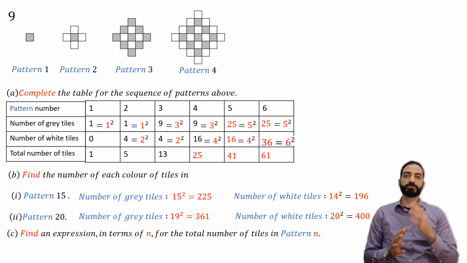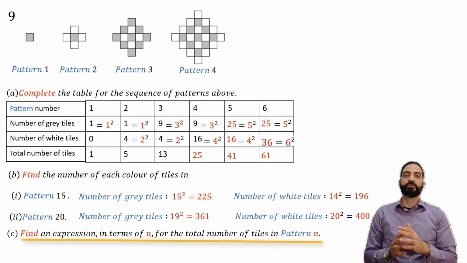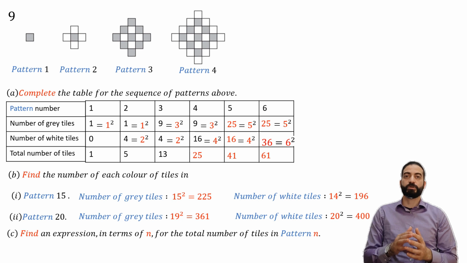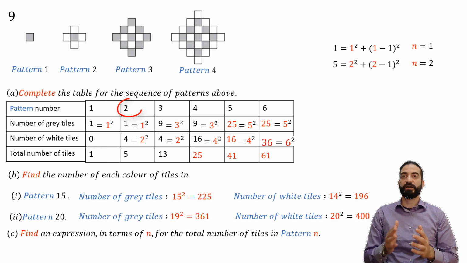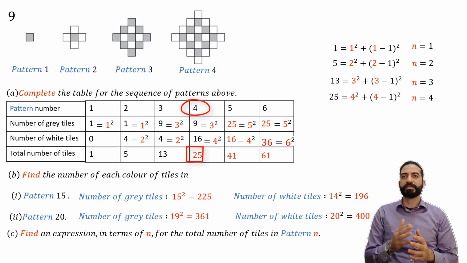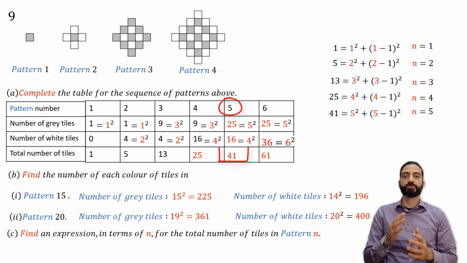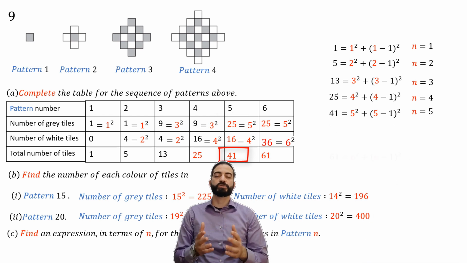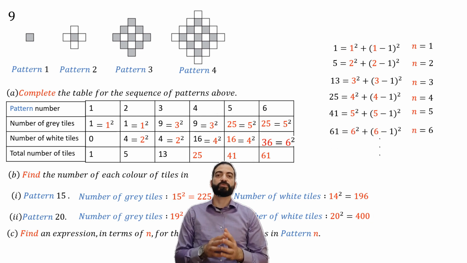We now move to part C. Find an expression in terms of n for the total number of tiles in pattern n. We also notice that in the total number of tiles, when n equals 1 we have 1, when n equals 2 we have 5, when n equals 3 we have 13, when n equals 4 we have 25, and when n equals 5 we have a total of 41 tiles. So we get this expression: n squared plus (n minus 1) squared.